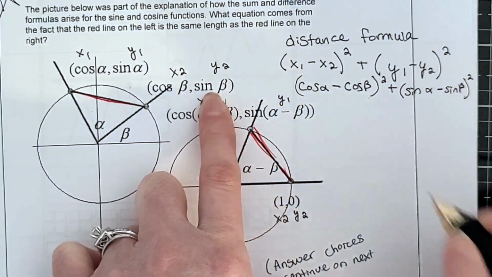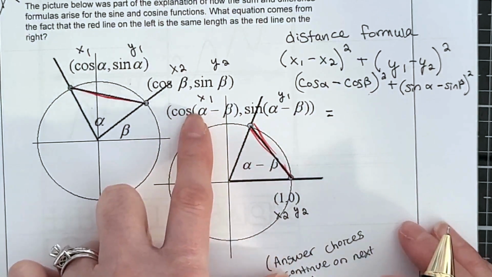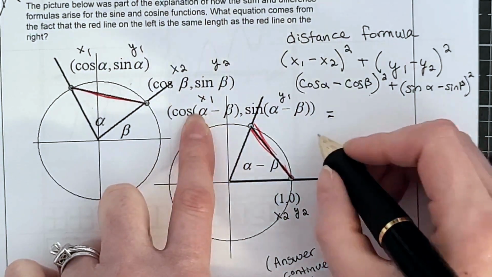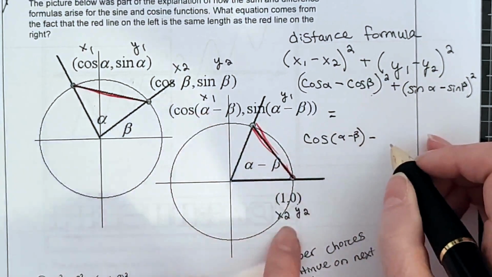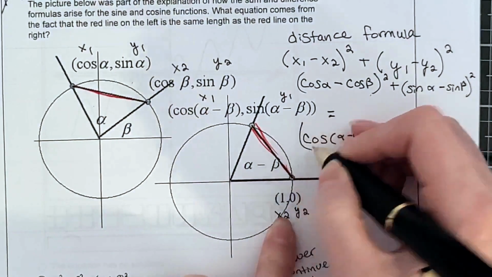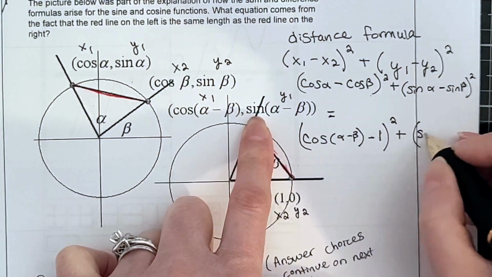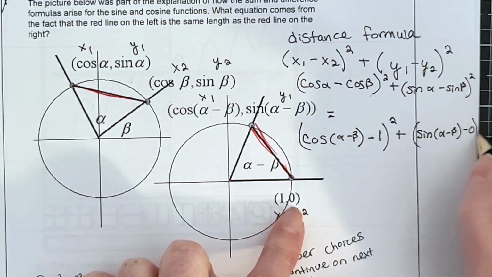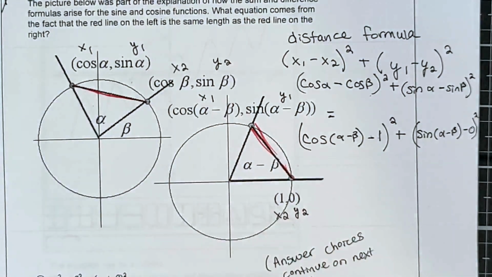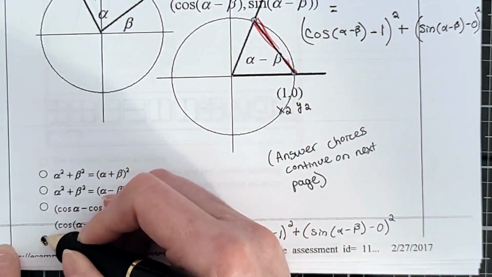and that whole thing would be squared, equals, and we'll do the distance formula over here, so x1 would be cos of alpha minus beta minus x2 would be 1, and that thing would be squared, plus over here I have sine of alpha minus beta minus 0 squared. Okay, and then you're just going to look and see which ones are your answer choices, which matches, so that would be the bottom one down there.